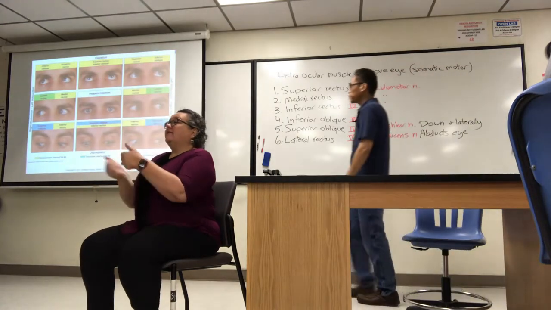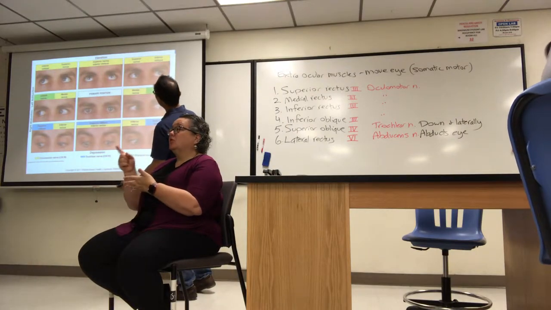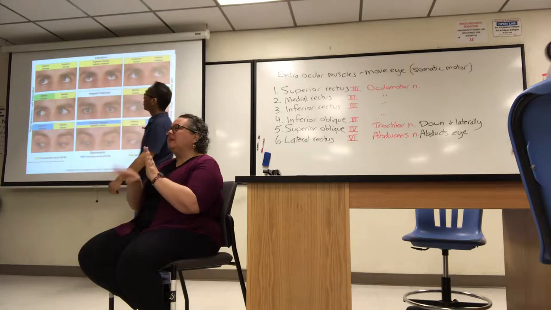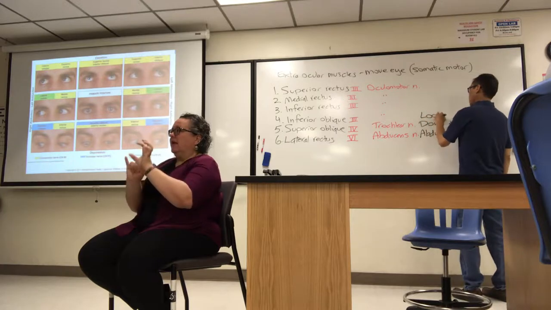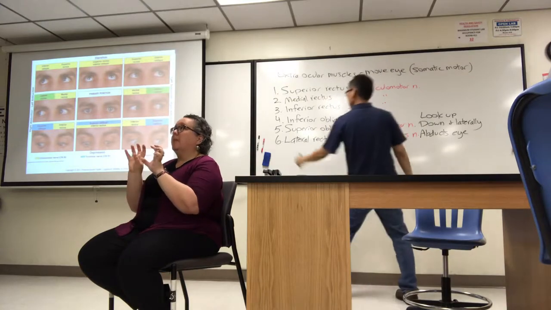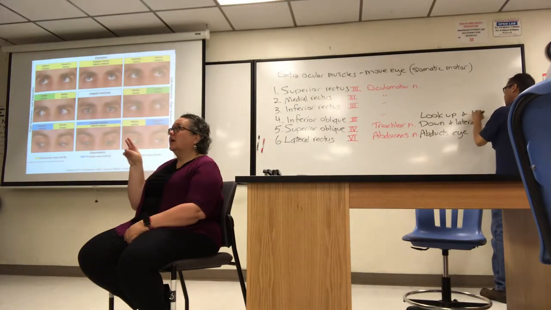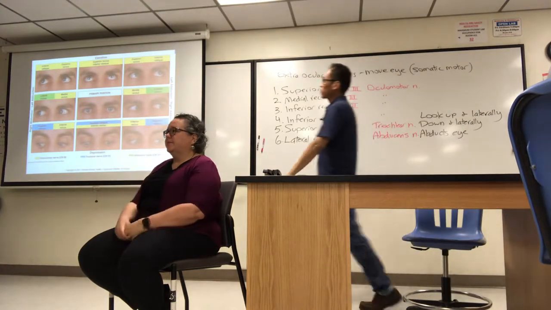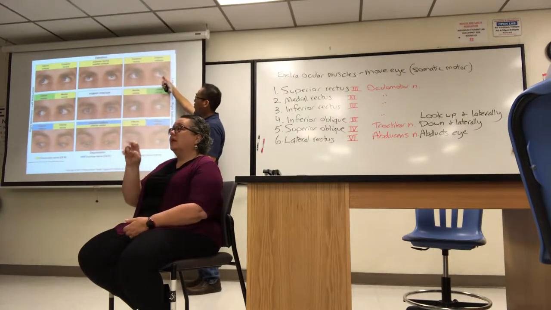Inferior oblique, if you pull from below, it basically helps you look up. So which one is looking straight up? Basically looking straight up. Inferior oblique. Oh, I'm sorry. Look up and laterally. That's the oblique one. This is a good example here. Superior oblique helps you look down and laterally. Inferior oblique helps you look up and laterally.